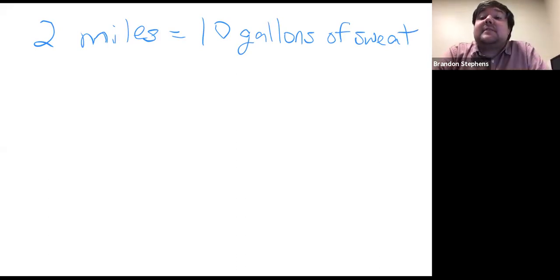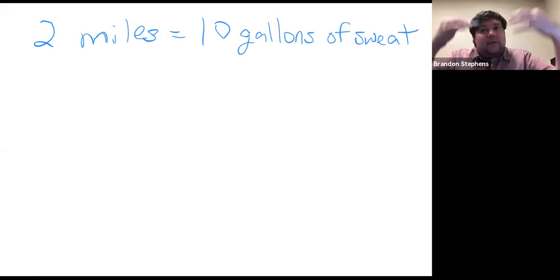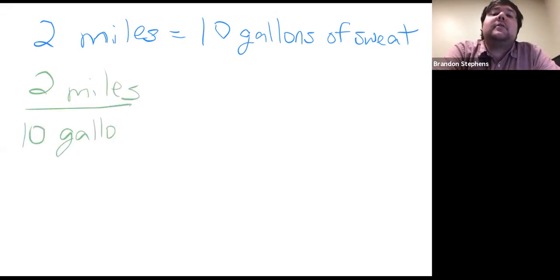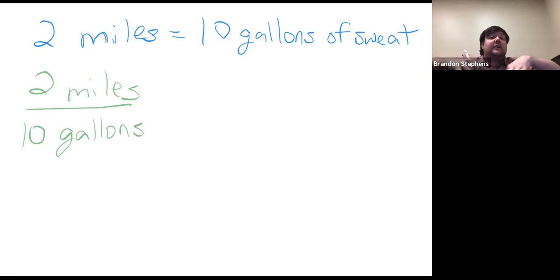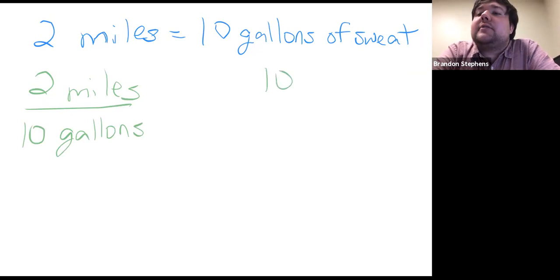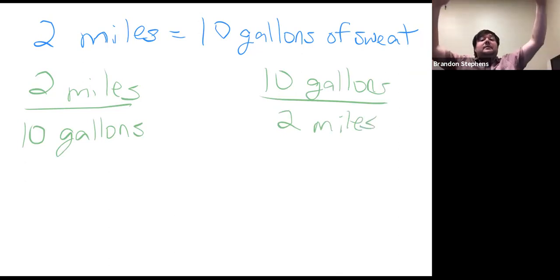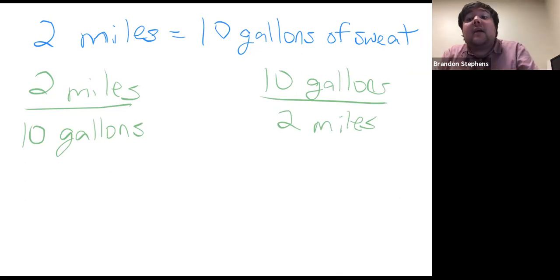This can be expressed as two different rates, right? We could write the miles over the gallons in that same way, and this is 2 miles per 10 gallons. Or we could write it in the reverse, 10 gallons over 2 miles. Both are rates that express that same equivalence, and both are equally valid, just used in slightly different contexts, right?